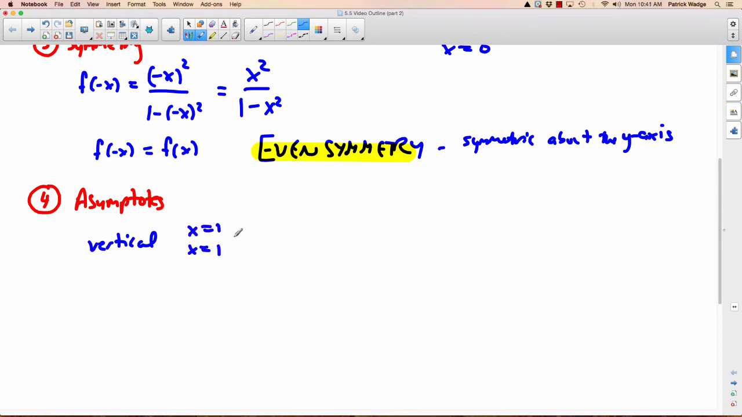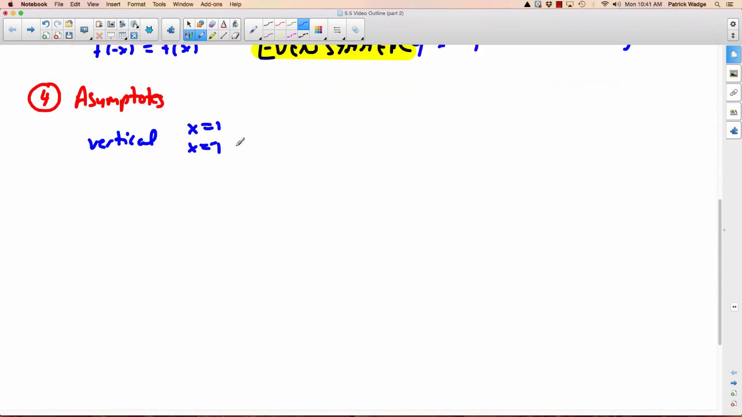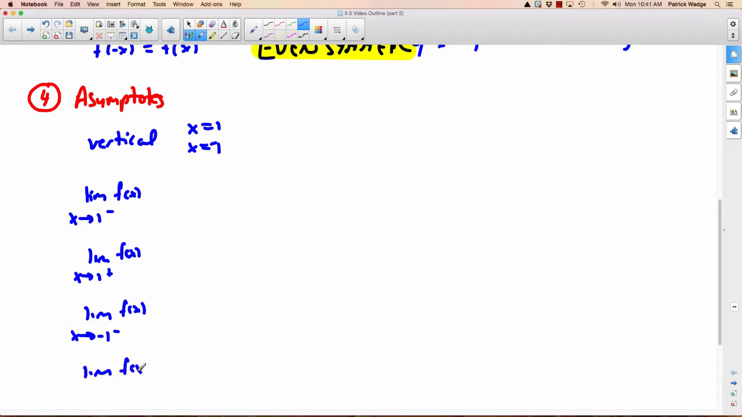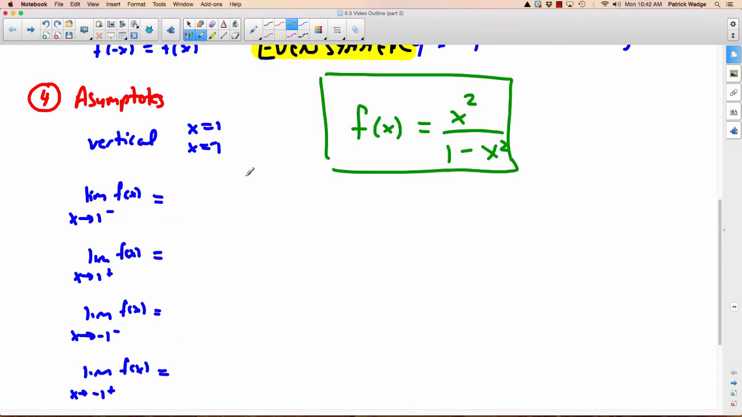But remember, sorry, it's negative 1, we want to find what happens on either side of each of these asymptotes. Does the graph tend towards infinity or negative infinity? So we need to find the limit of f of x as x approaches 1 from the left, the limit of f of x as x approaches 1 from the right, the limit as x approaches negative 1 from the left, and the limit as x approaches negative 1 from the right. Okay, ready for this? We're going to do a little bit of fuzzy math here. I've rewritten the function here so I don't have to keep going up there.